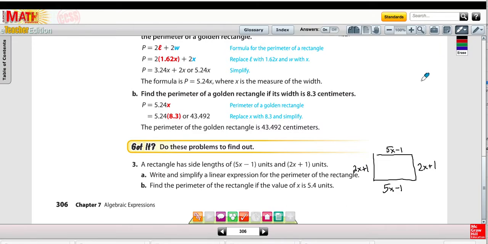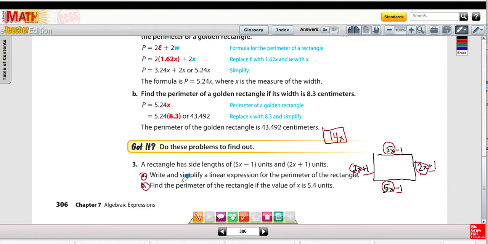And to simplify a linear expression, we have 5x plus 2x plus 5x plus 2x. And we can write that all out, or we can simplify that. 5 plus 5 is 10, plus 2 is 12, plus 2 is 14, so 14x. We also have a plus 1, minus 1, plus 1, minus 1. Well, guess what? All of those cancel out, so our simplified algebraic or linear expression is 14x for letter A.